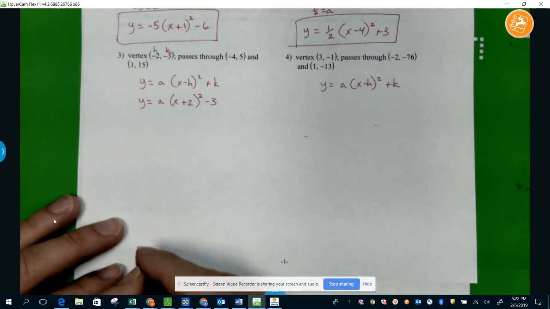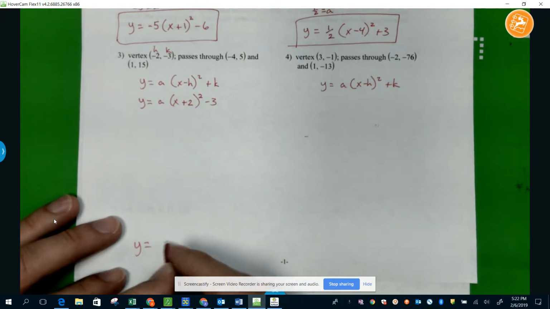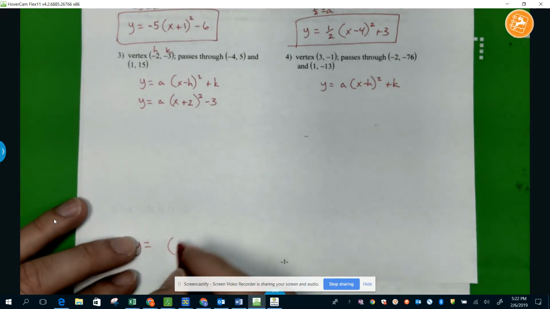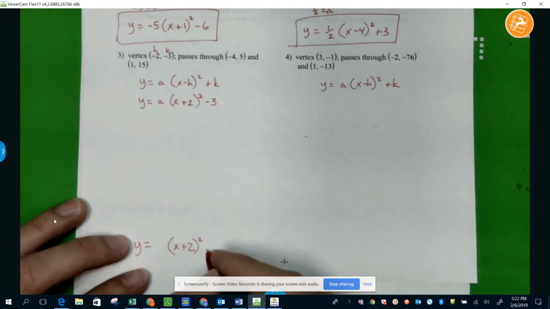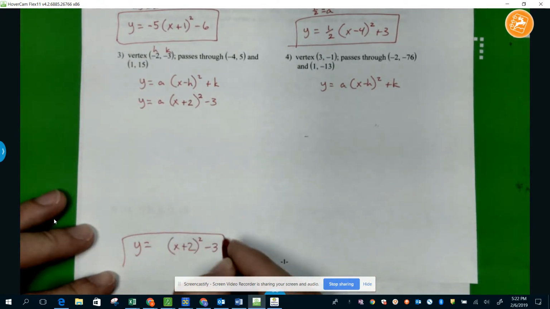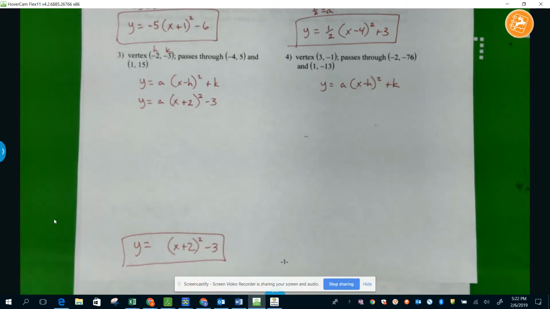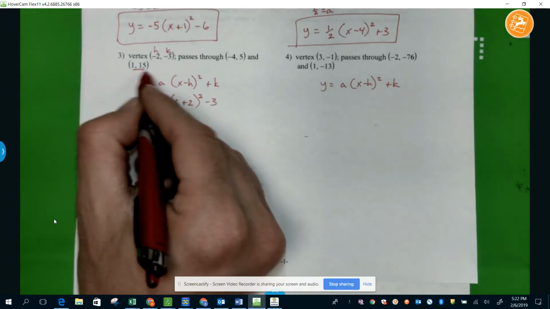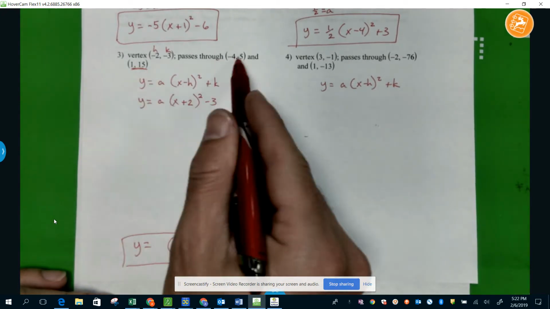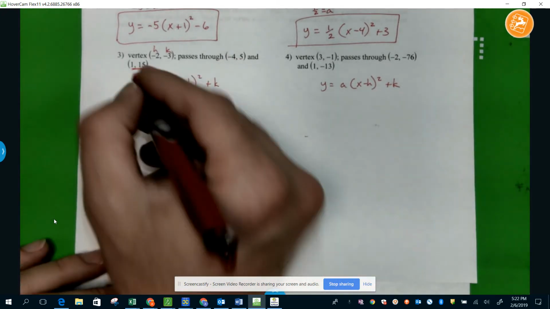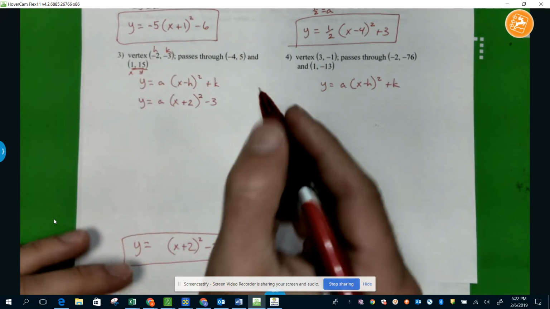So let's go ahead and write our final answer down here. Y equals, I don't know what the a is, so I'm going to leave myself some space. I know I've got an x plus 2 with a squared, and I know I've got a minus 3. I just have to figure out what the a value is. Let's use (1, 15). Doesn't matter which coordinate we use there. We can use either of these other coordinates, but (1, 15) looks good to me. 1 is an x value, 15 is a y.